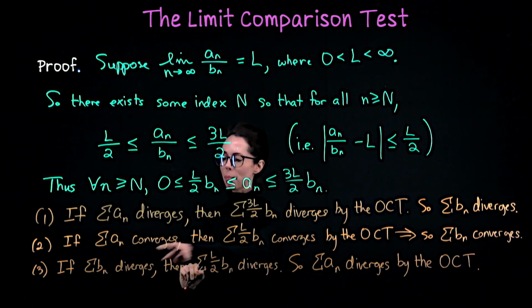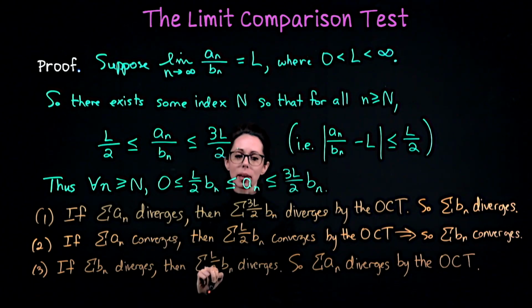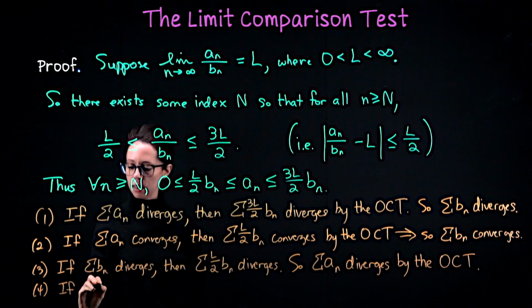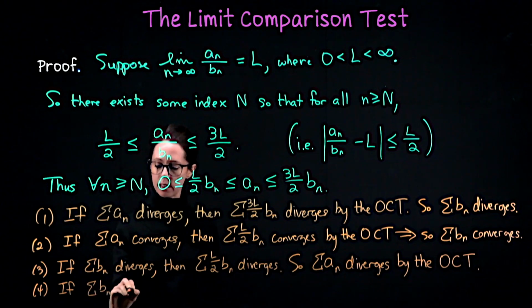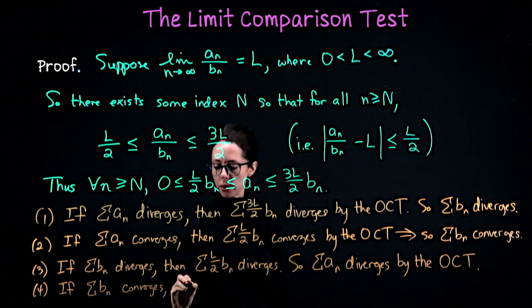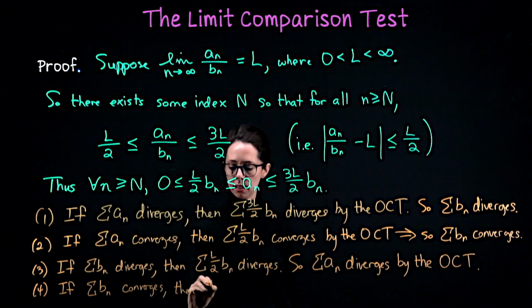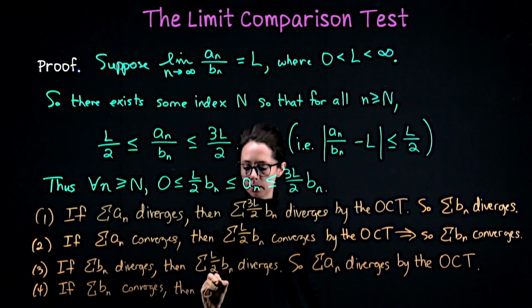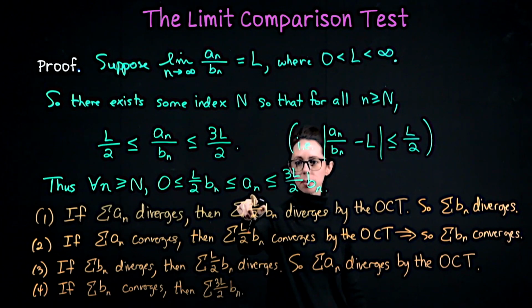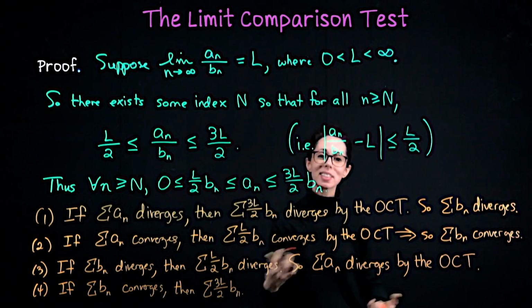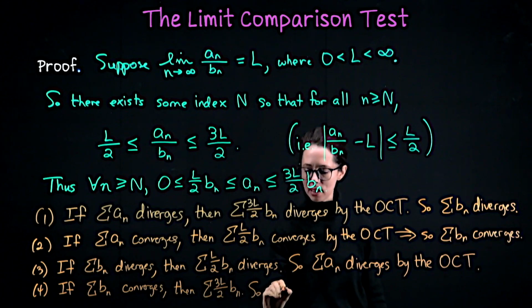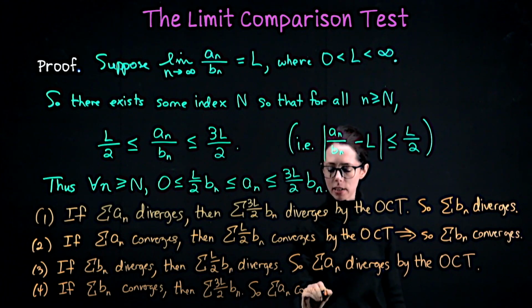Let's wrap this up now by considering the case where the series b sub n converges. Now we're going to work with this right side. So if bn converges, then so does this multiple of bn. So then so does the series 3L over 2 bn. But now the a sub n terms are less than or equal to terms which form a convergent series, and we are basically finished. So a sub n converges by the ordinary comparison test.